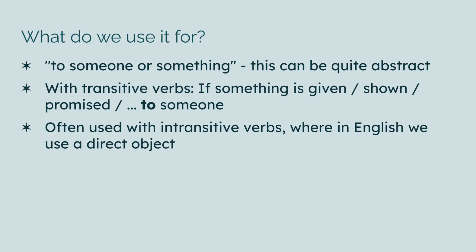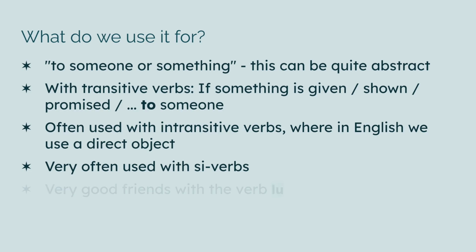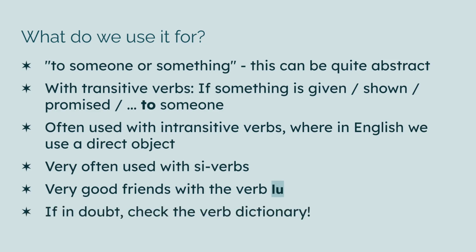Sometimes when we have a direct object in English, but the Na'vi verb is intransitive, then there is a solution with ru. It is very often used with C verbs. C verbs is a category of intransitive verbs, which we will look at in detail in a bit. And it is very good friends with the verb lu, and if you have watched my last vocab video, so chapter 2 vocab video, then you know lu means to be. And there are multiple different constructions with ru plus lu, which are really useful and which you will use a lot. And if in doubt, check the verb dictionary.